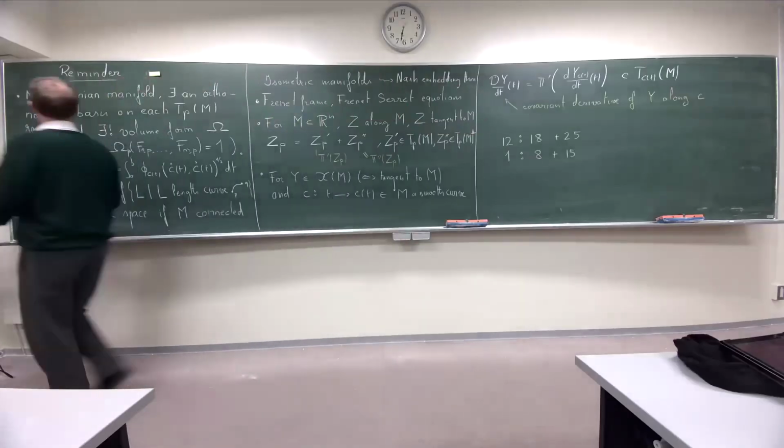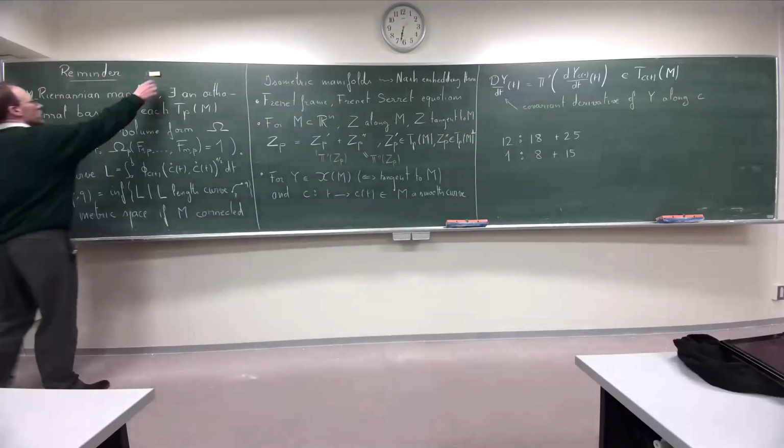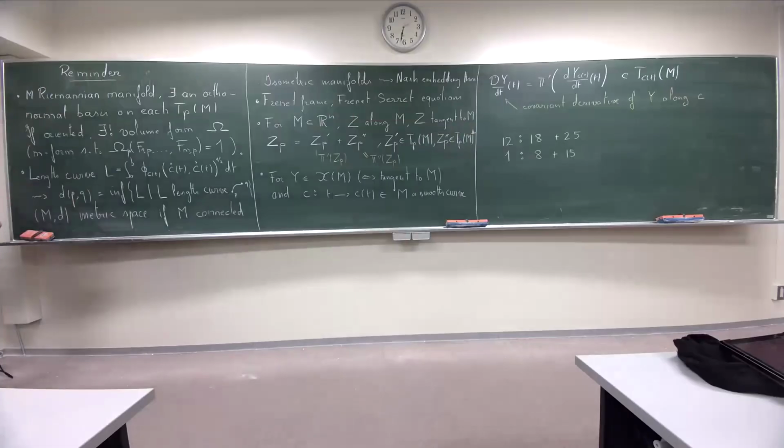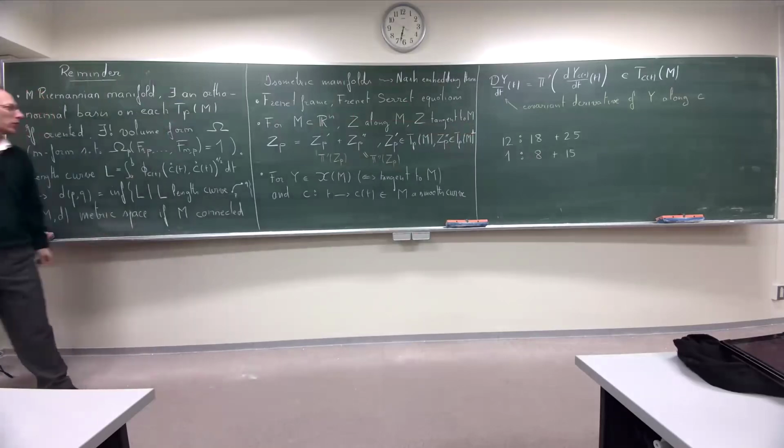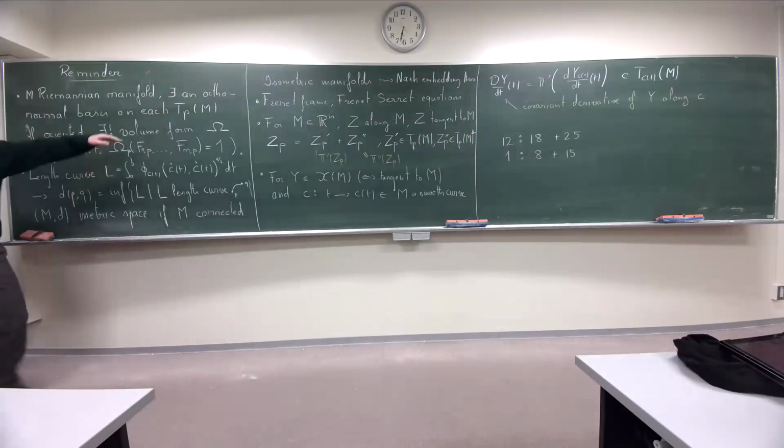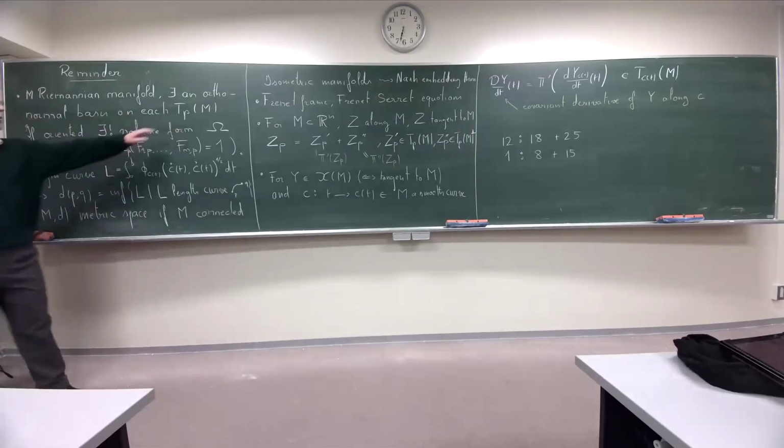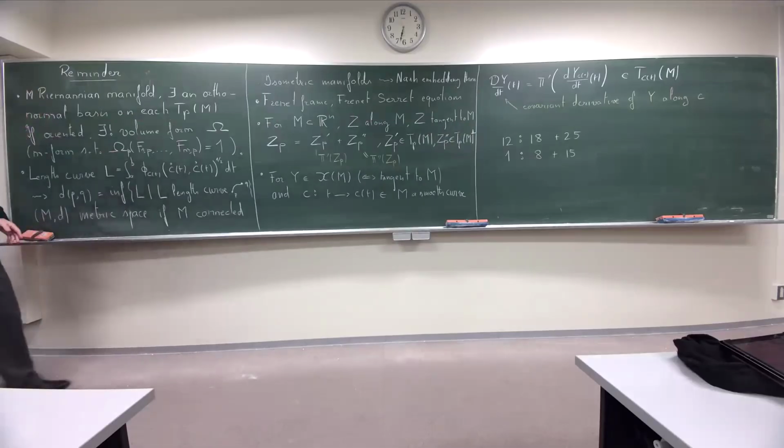Okay, so let's start. I remind you quickly what we have done last week. It was not too difficult because it was in Rn most of the time. So we know what is a Riemannian manifold. And the good point is, on a Riemannian manifold you can define an orthonormal basis for each tangent plane, because you have an inner product on each tangent plane, so you can really normalize and orthonormalize vectors.